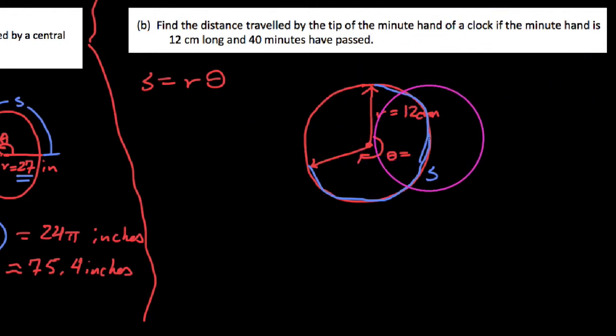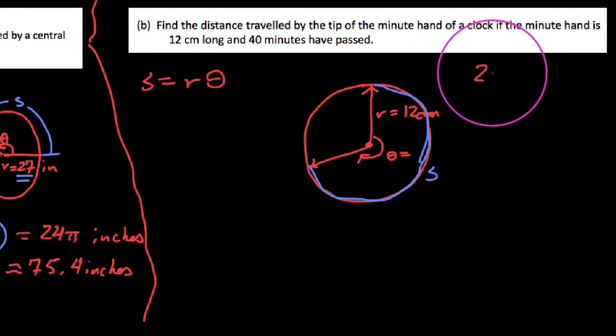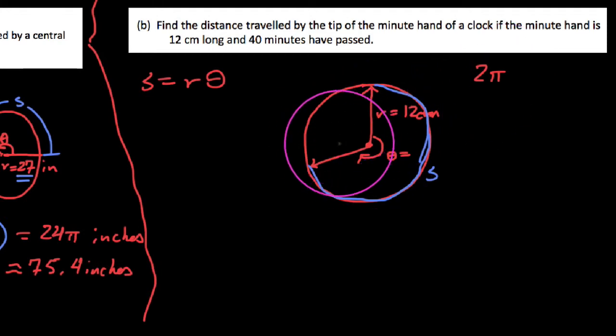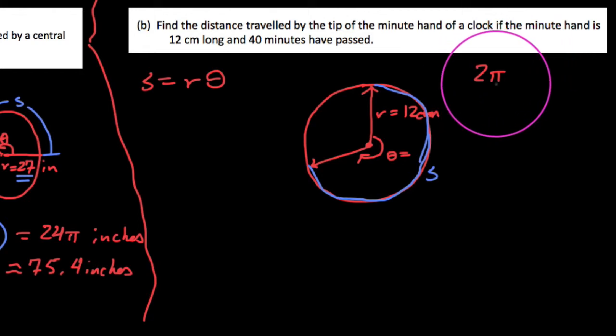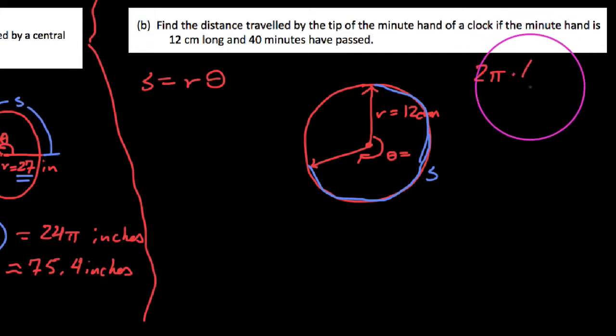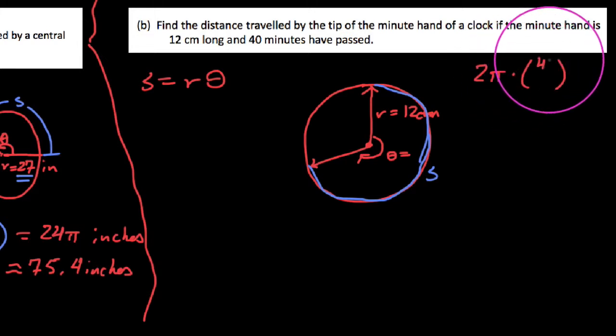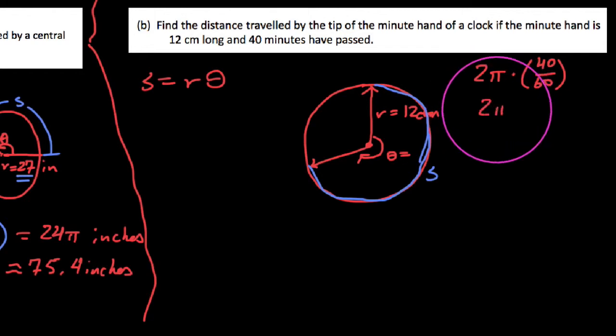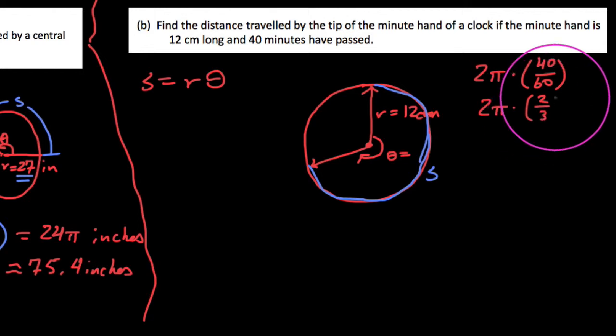A really nifty way to do this is to say, well, one time around would be 2 pi. That would be one full rotation. We only went 40/60ths of a rotation. So we're going to find 40/60ths of 2 pi. And remember in math, of means multiply. So we have 40/60ths of this 2 pi here. I'm going to simplify this. Oops, not equals, but times. That would be the same thing as times 2/3.